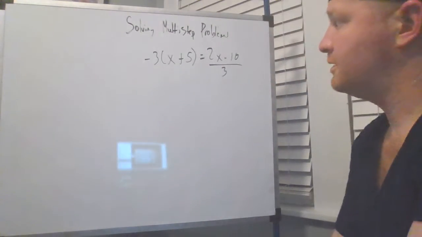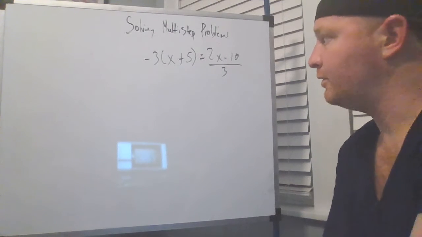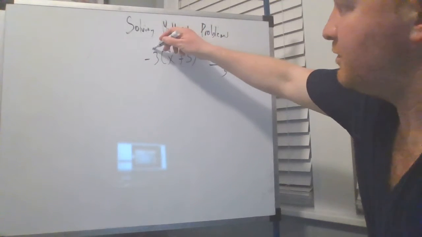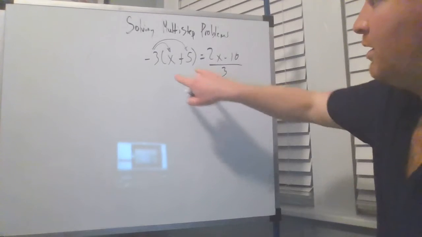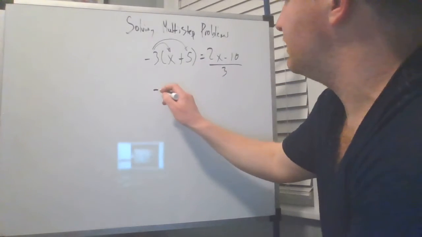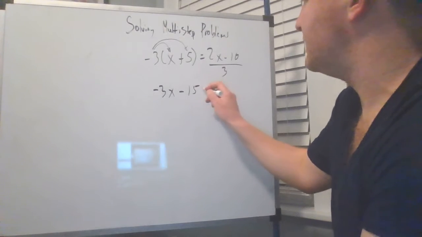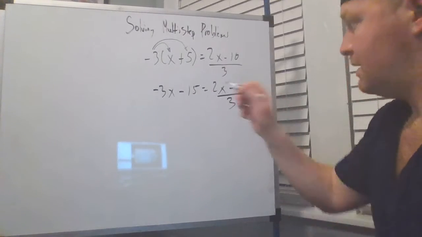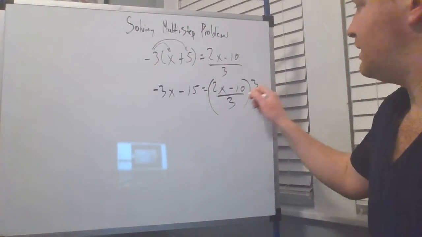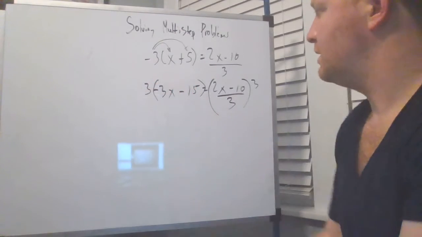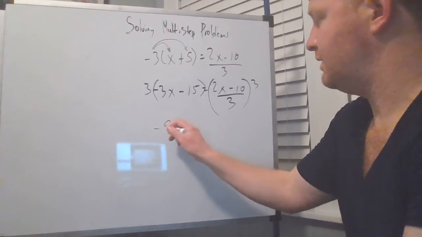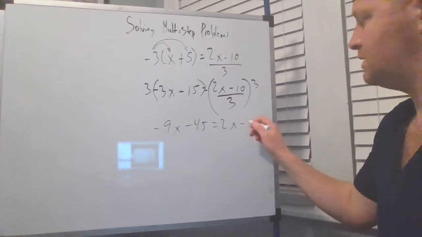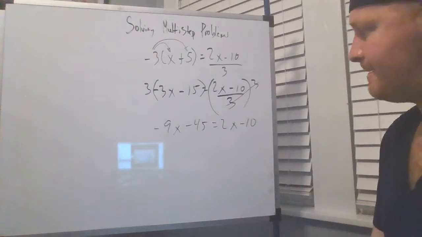All right, last but not least, for this little multi-step problem-solving example, here's how you should do this one. I would definitely carry out the distributive property first. We'll worry about this later. I want to always clear my parentheses first. So I'm left with negative 3x minus 15 equals 2x minus 10 divided by 3. Now, multiply out that denominator on both sides, okay? And we get negative 9x minus 45 equals 2x minus 10, because these cancel, okay?